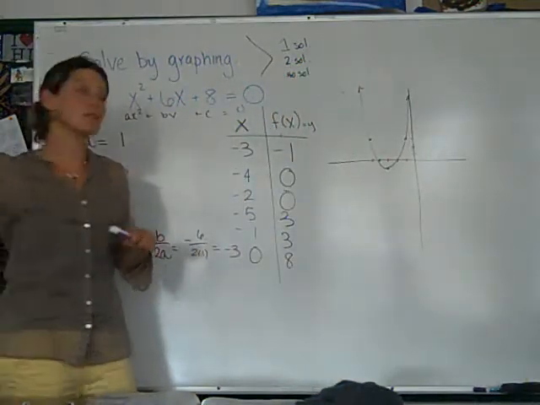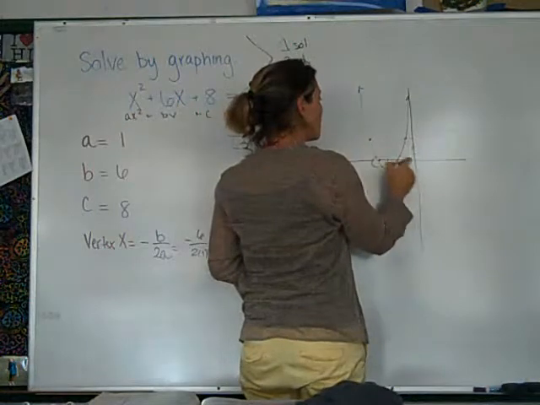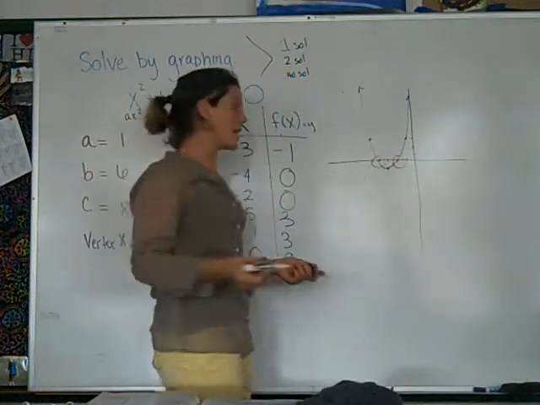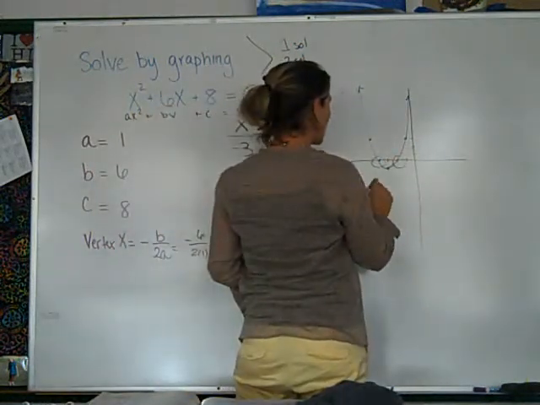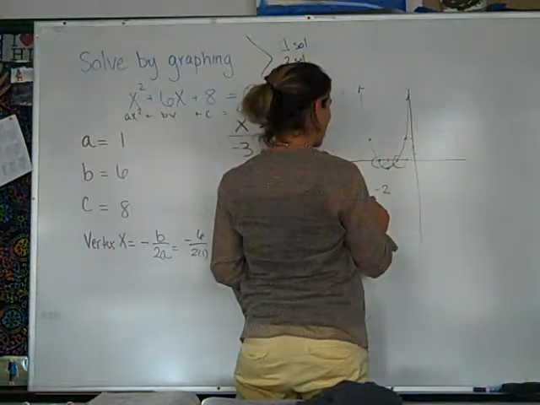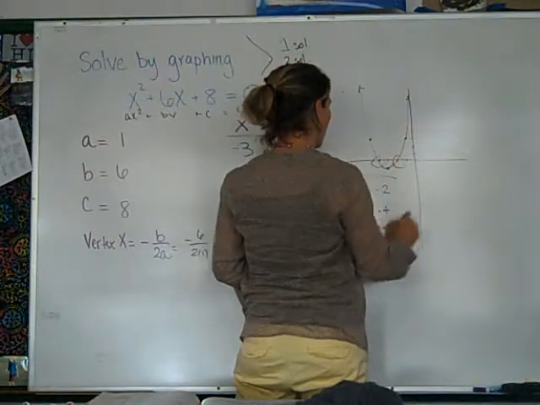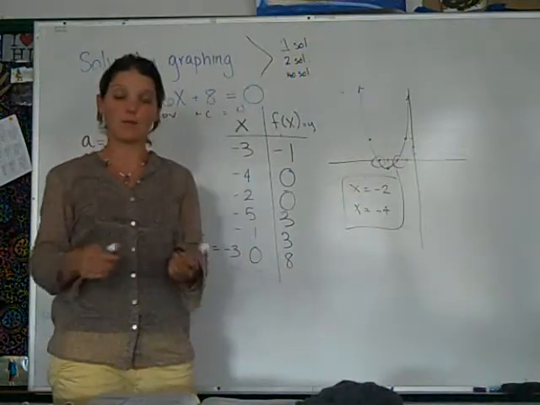The possible solutions of this equation then would be 2, because we're looking at where it crosses the x-axis, and it's going to be x equals negative 2 and x equals negative 4. And that would be our solution set for this equation.